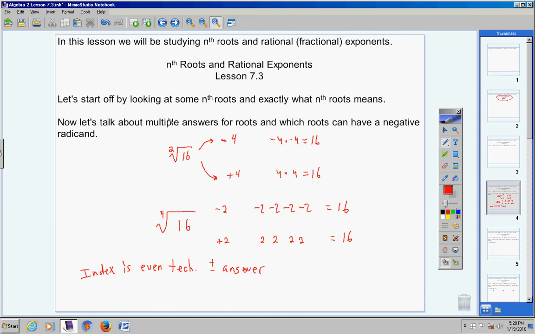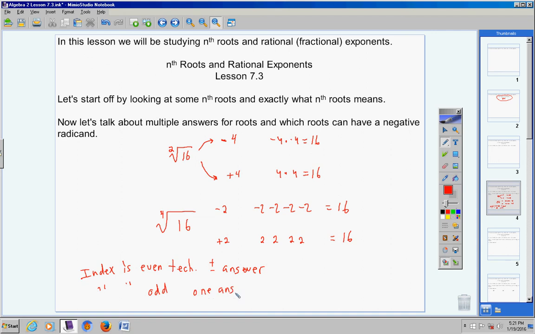Whenever your index is even, 2, 4, 6, 8, 10th root, whatever, you technically have two answers that could work. Understand that. Now, if your index is odd, I would write this down if I were you. If your index is odd, you will have one answer.